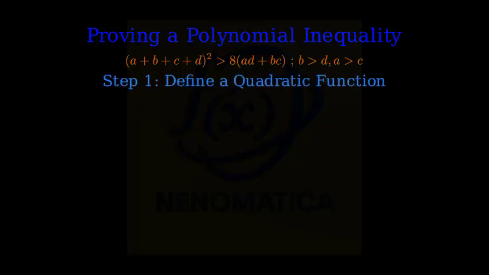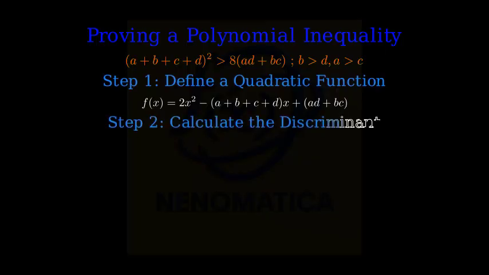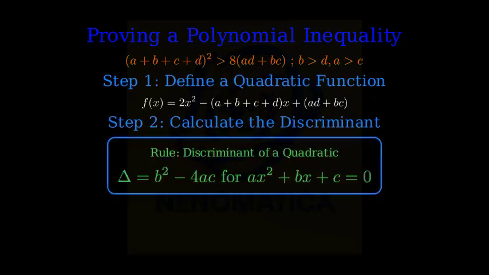We'll consider a quadratic function in terms of x and analyze its properties to prove our inequality. We define the function f of x equals 2x squared minus the sum of (a plus b plus c plus d) times x plus the sum of the products (ad plus bc). For this quadratic function, let's compute the discriminant. The discriminant delta equals the square of the coefficient of x minus 4 times the product of the coefficients of x squared and the constant term. So delta equals the square of (a plus b plus c plus d) minus 8 times the product (ad plus bc).